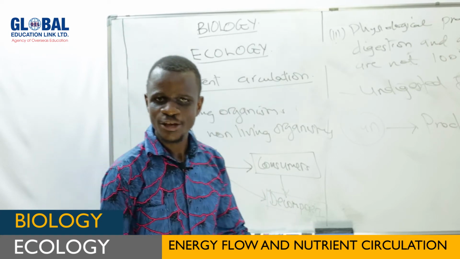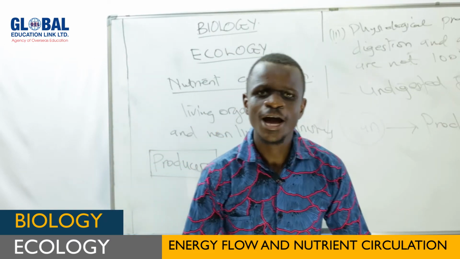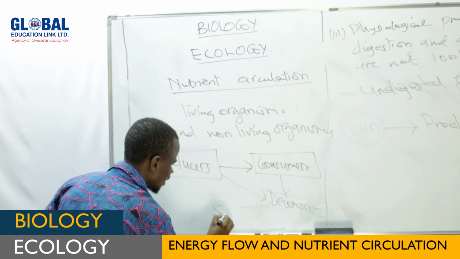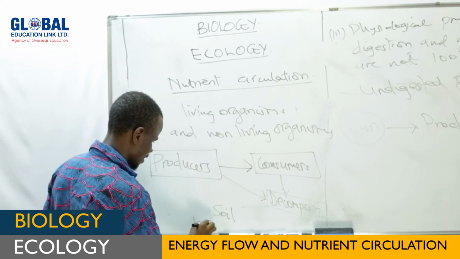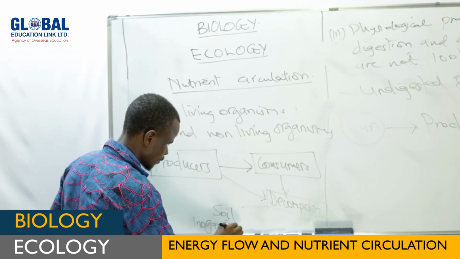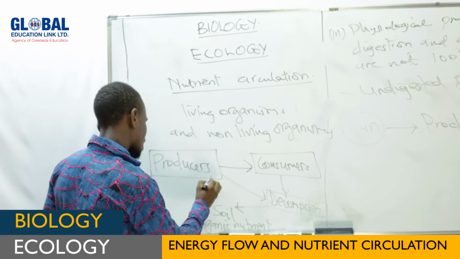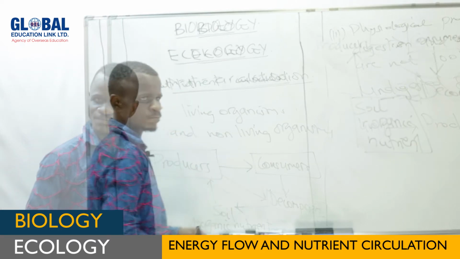Where? Nitrogen, phosphorus, carbon are made available. They are made available in the soil. Therefore, here you find inorganic nutrients are available. Inorganic nutrients are available. These nutrients go back to producers.